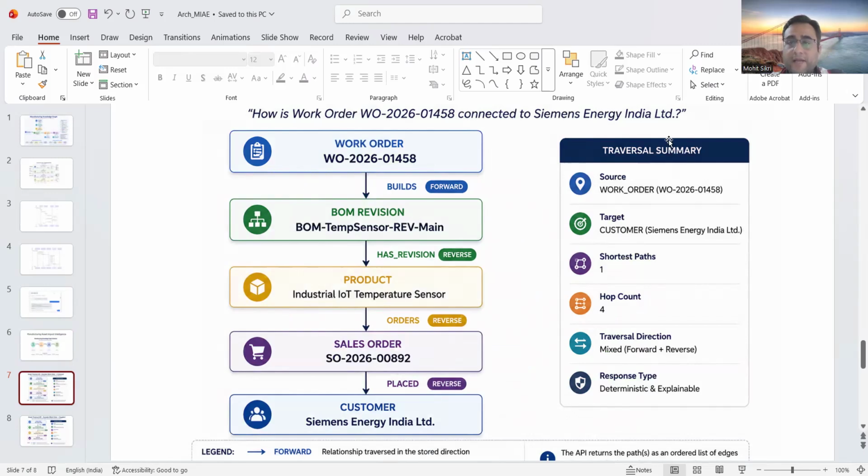So if we look at the traversal summary, here the source is the work order and the target is the customer. So that explains the technical aspects like shortest paths and hop counts. So here the work order builds the BOM revision. Product has a revision, so that is traversed in reverse to establish the relationship. Sales order has ordered the product, so the product is tied to a sales order. And then which customer has placed the sales order. So that gives the dependency.